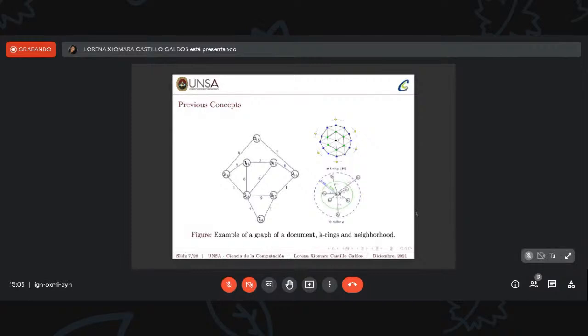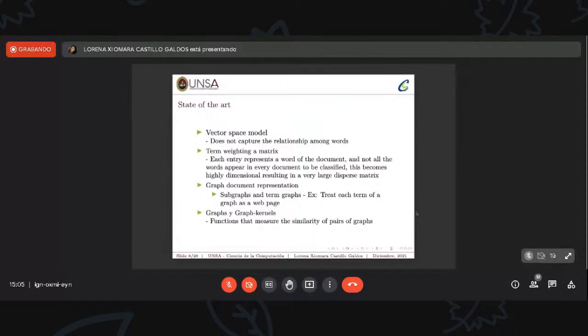Well, about the state of the art, some authors use the vector space model, which consists of putting all of the words of the document in an array, which does not capture the relationship among words. Also, other authors use the term weight in a matrix, in which each entry represents a word of the document, and not all of the words appear in every document to be classified. And this becomes highly dimensional, resulting in a very large dispersed matrix.